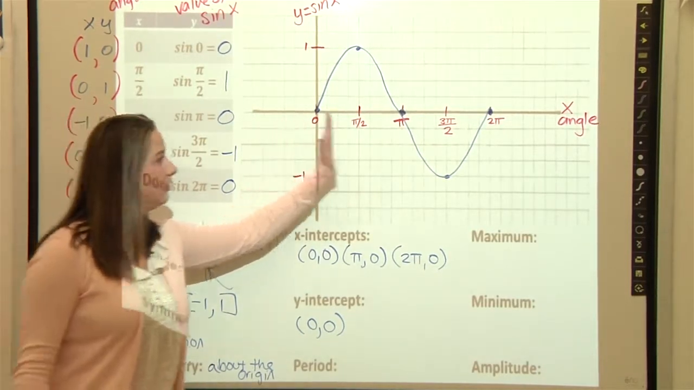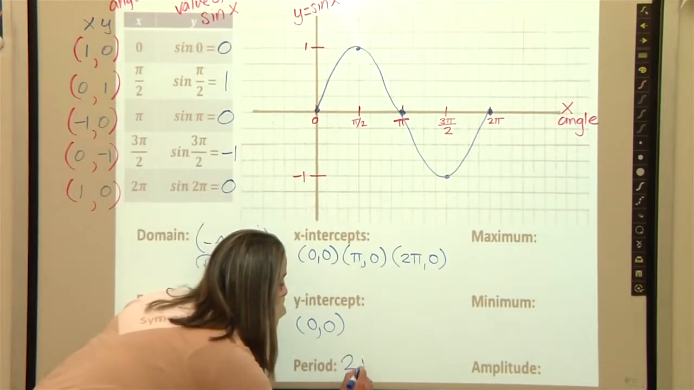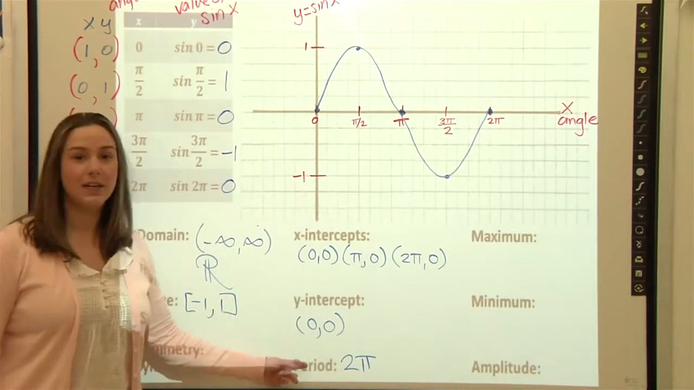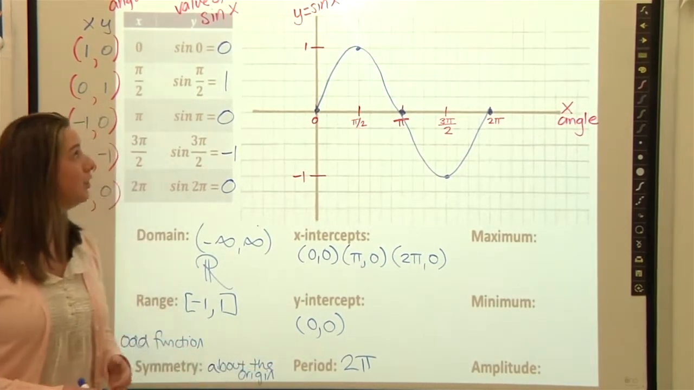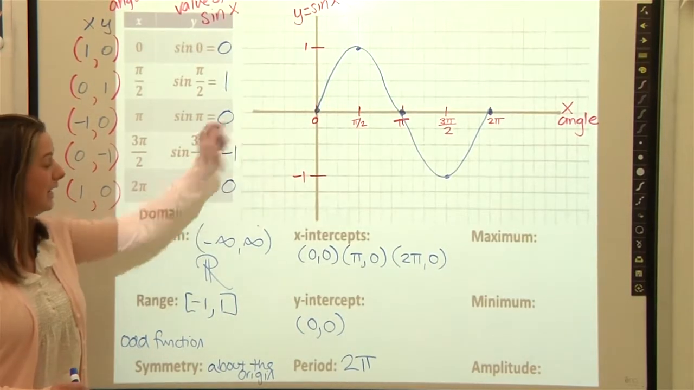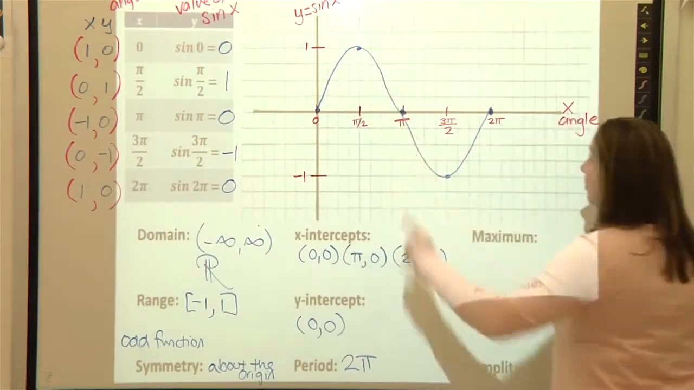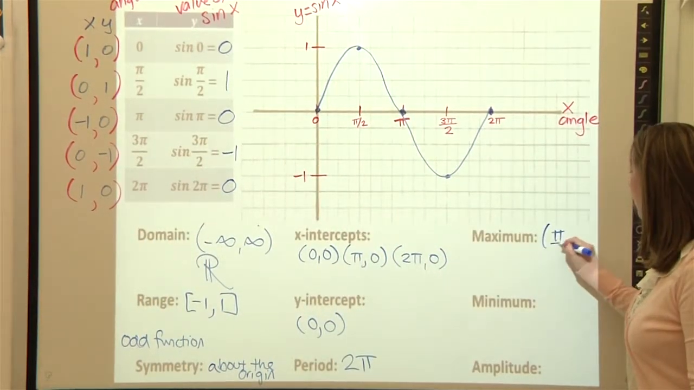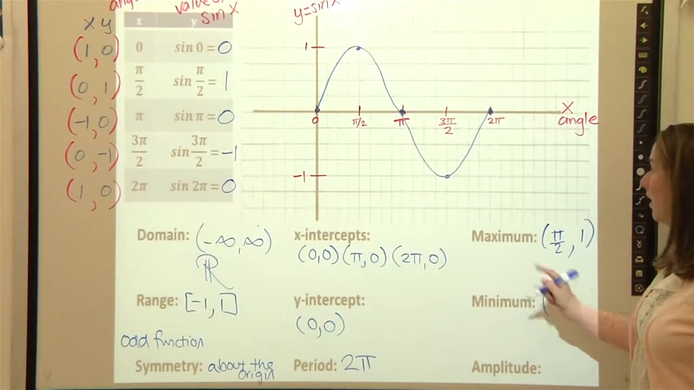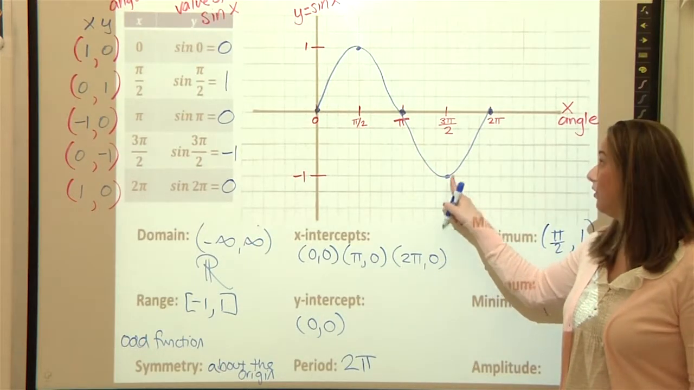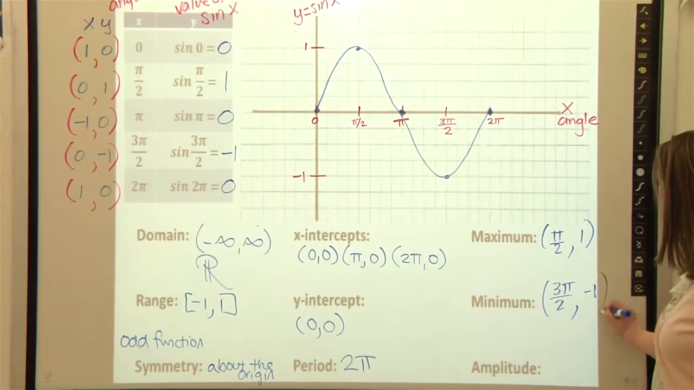And our period, this is one full period. So we go from 0 to 2 pi. And if we think about the last slide, I talked about the period. The period is always 2 pi over b. So here, our b value is just 1, so we have 2 pi. Our maximum points, this ordered pair, is going to be pi over 2, comma, 1. Our minimum point, our lowest point on the graph, is going to be 3 pi over 2, comma, -1.